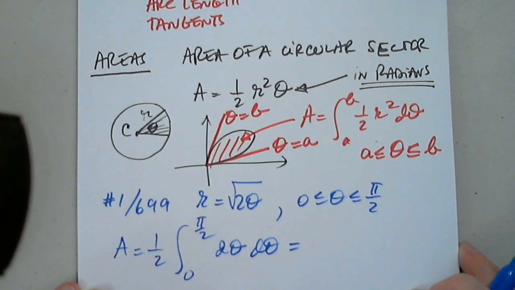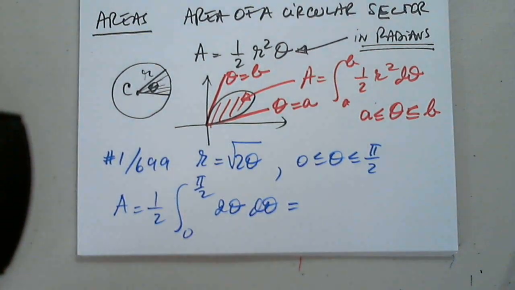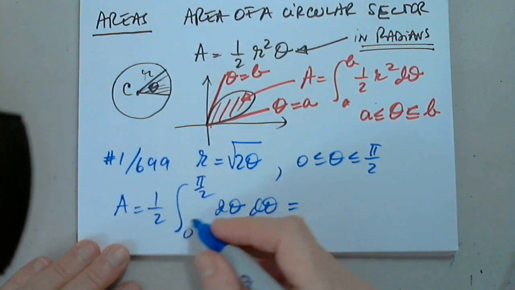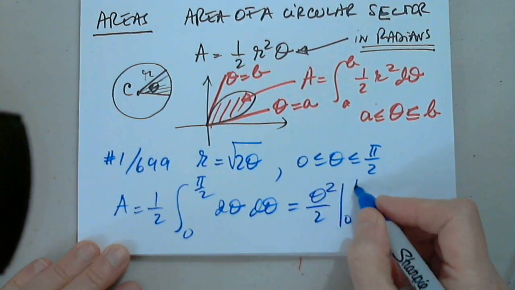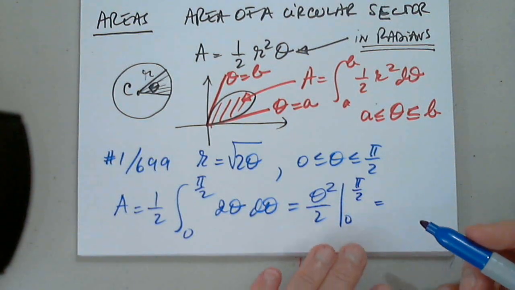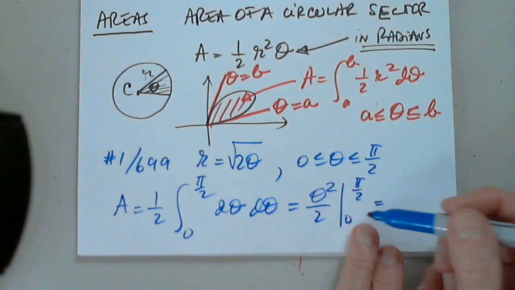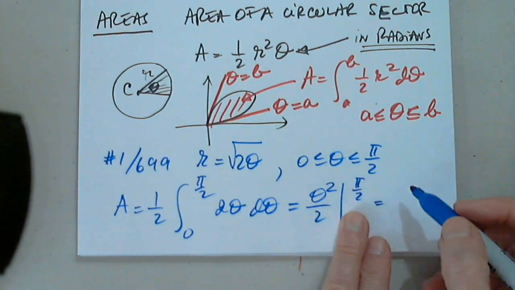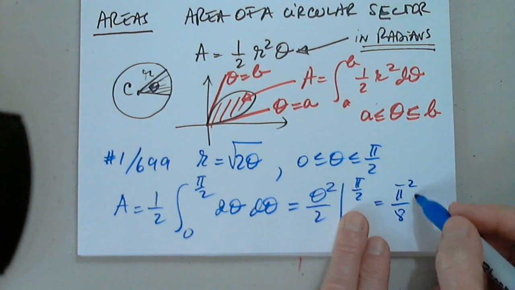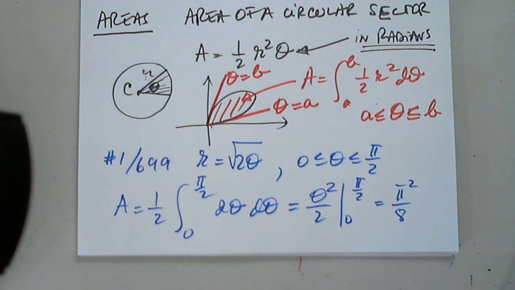Well, obviously it couldn't be easier than this. Okay. So 1/2 with 2 will go away. So this is theta squared over 2 from 0 to pi over 2. There is no point in plugging in 0. Of course, we have to start with pi over 2, but I was just pointing out that there is no need because it will be 0. So pi squared over 4 divided by 2 is pi squared over 8. And that is the area enclosed.